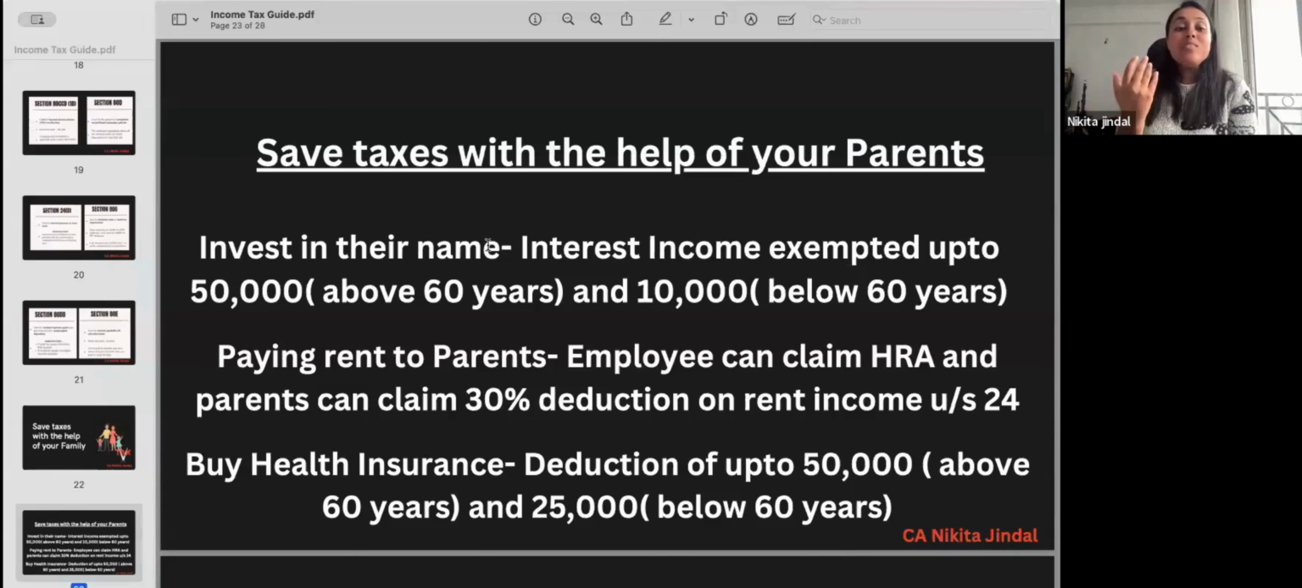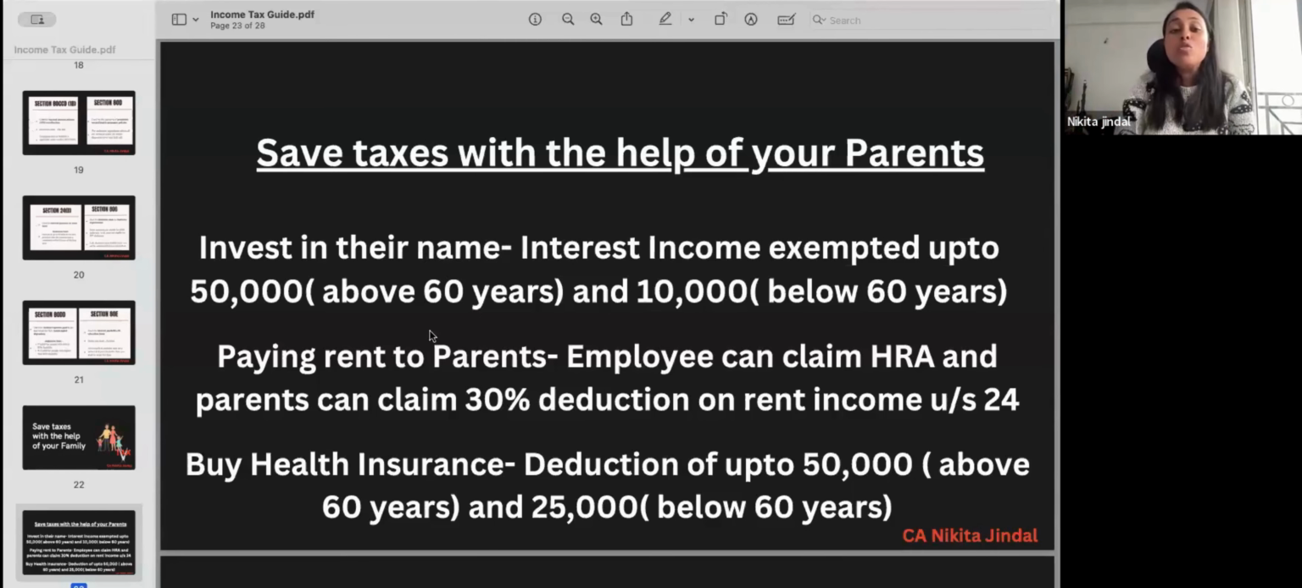If your parents' age is above 60 years, 50,000 of interest is exempted. So obviously there are two benefits. You can claim a higher interest exemption, and number two, you can claim a higher exemption limit. You can enjoy it. So the most important thing is to invest in their name.